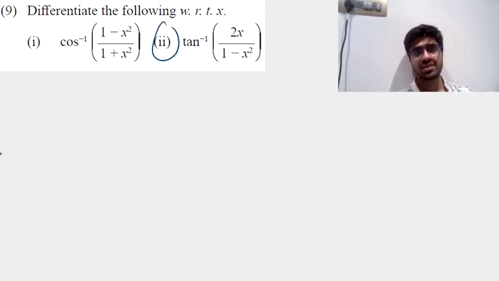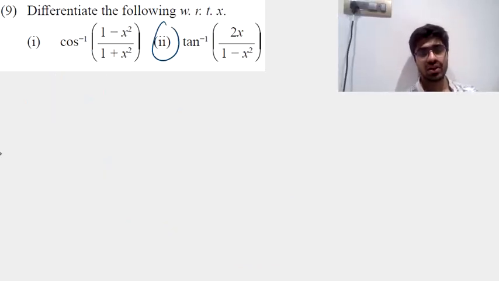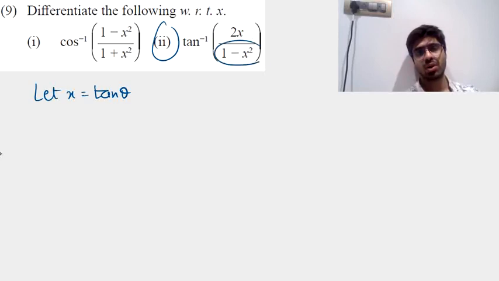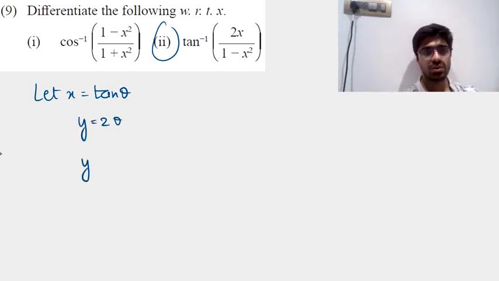In a similar way, let's take the second one. Here we will take x again as tan theta. So you get 2 tan theta upon 1 minus tan square theta, and that's the expression for tan 2 theta. Tan inverse of tan 2 theta makes y equal to 2 theta. So y will be equal to 2 into tan inverse x. So theta was tan inverse x from here, so 2 into tan inverse x, that's y. And dy by dx again in a similar way will be 2 upon 1 plus x square.